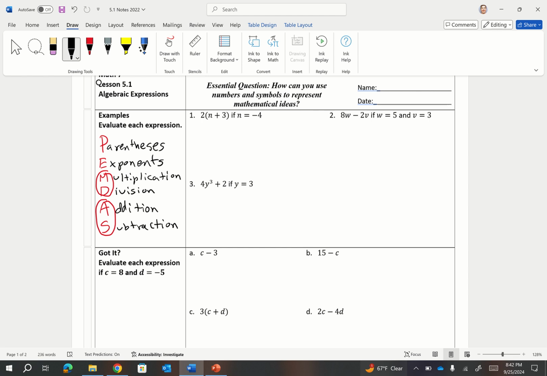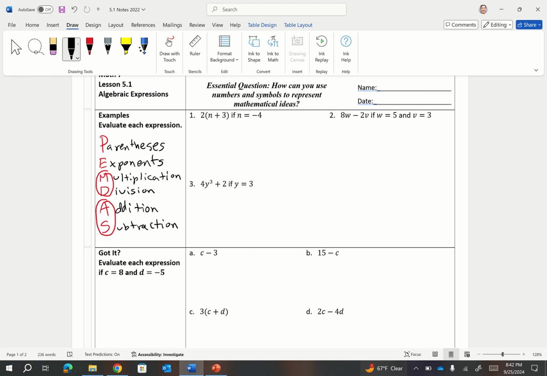So we're going to be looking to do parentheses first, then exponents. Multiplication and division we just do in order from left to right, so division can come before multiplication. And addition, subtraction, again, we do from left to right. We can subtract before we add. All right, so let's look at number one.